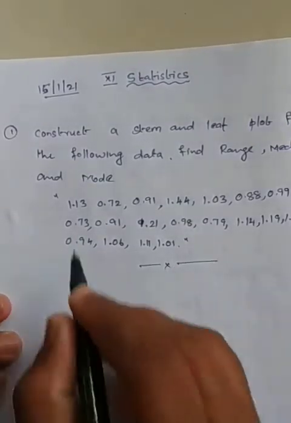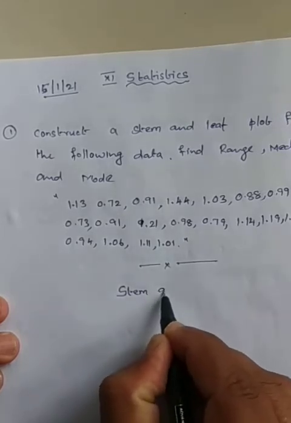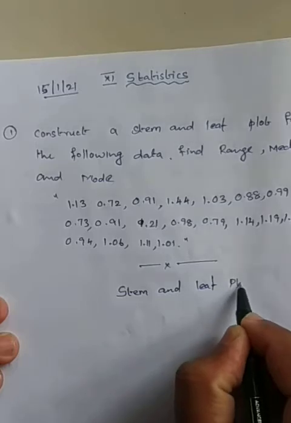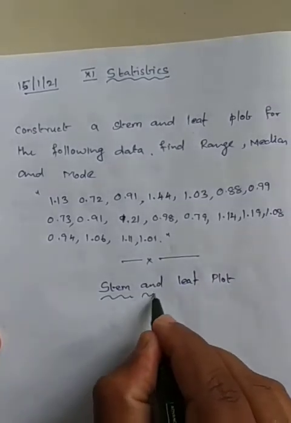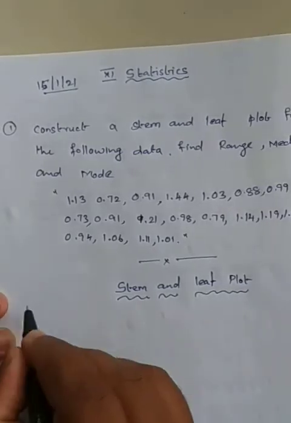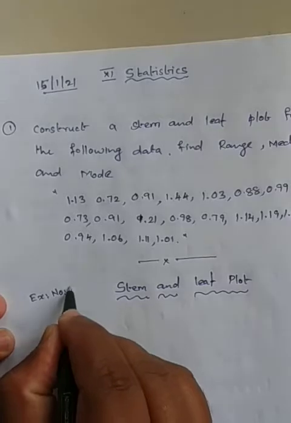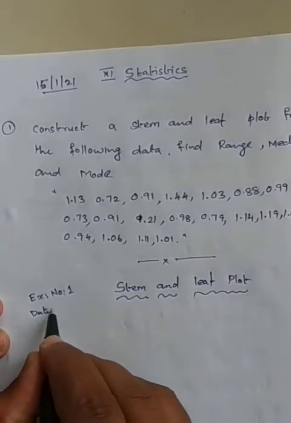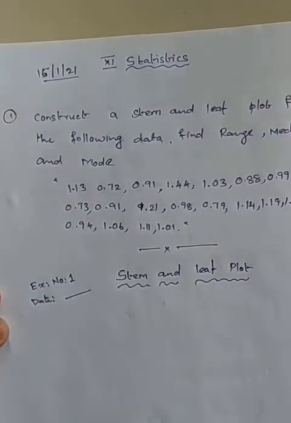So the title that will come now is stem and leaf plot. That you write, that is the title. And here experiment number 1, and the date will be written. Okay, leave it empty as such. So these are the things we have.